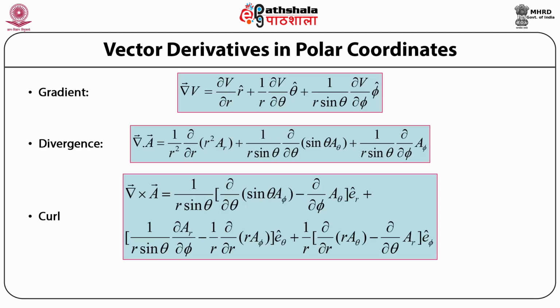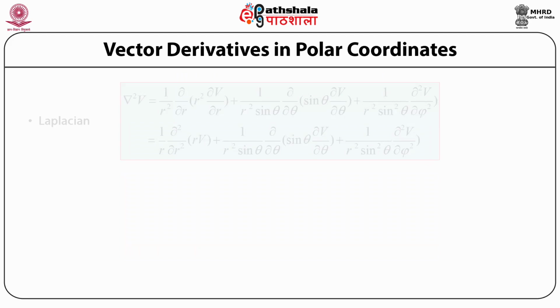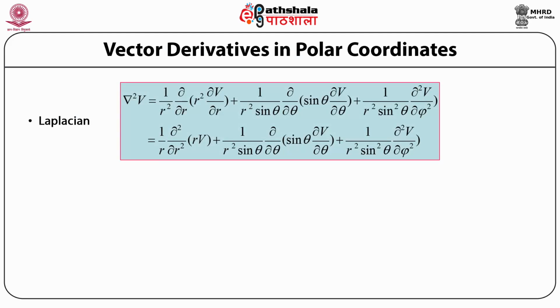times unit vector e subscript theta plus 1 by r times (del by del r of (r times A subscript theta) minus del by del theta A subscript r) times unit vector e subscript phi, where unit vector e subscript r is the unit vector along the r direction, unit vector e subscript theta is the unit vector along the theta direction, and unit vector e subscript phi is the unit vector along the phi direction.